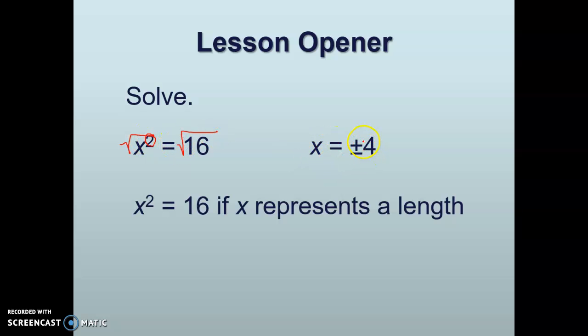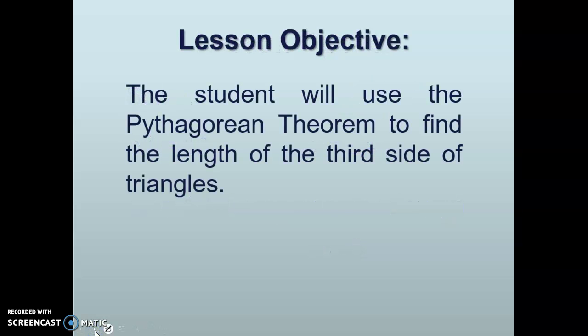When we do that, we get x equals plus or minus 4, because positive 4 times positive 4, 4 squared, equals 16. But negative 4 times negative 4, which is negative 4 squared, also equals 16. So the square root of 16 can either be plus or minus 4. That's what this little symbol means, plus or minus. But if we're measuring a length, then we don't want the negative 4. We just want a positive number. So our length would be x equals positive 4.